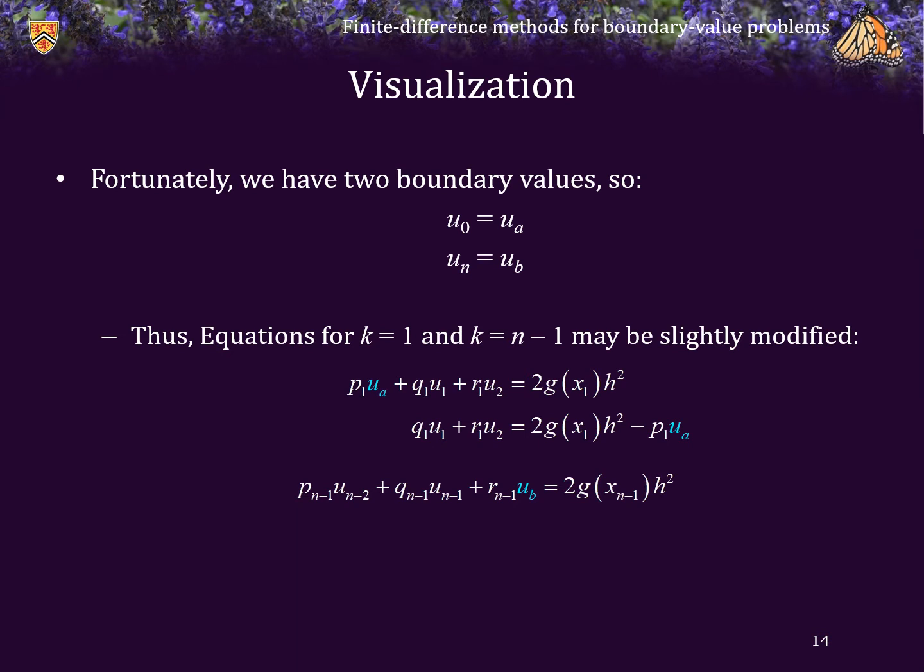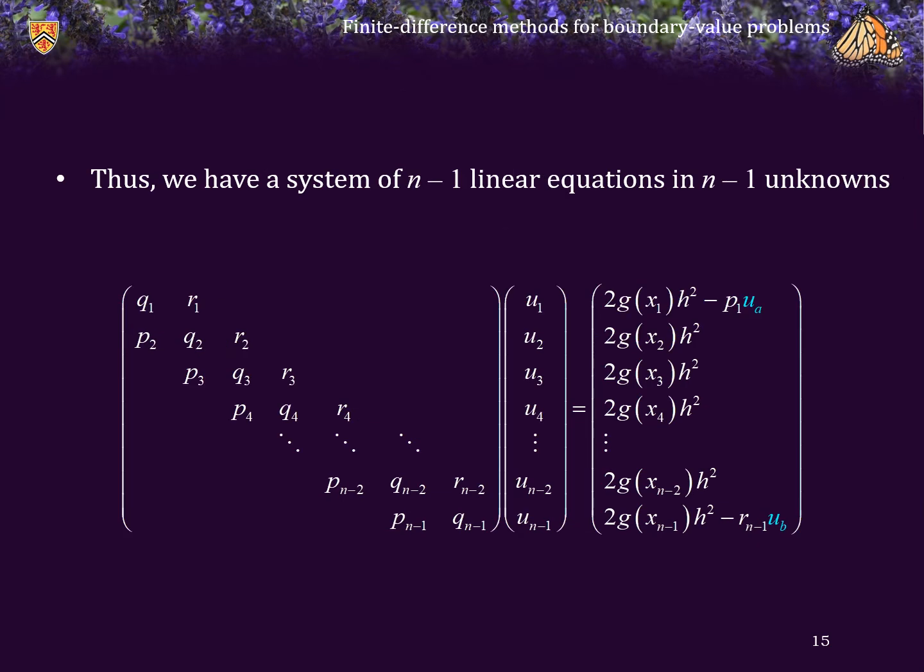Similarly, the last equation has u sub n being given as the value u sub b. That is also a known value, and therefore we can move that also to the right-hand side of the linear equation. Thus, the last equation is now a linear equation in only two unknowns, u sub n minus 2 and u sub n minus 1. Thus, we have the following system of n minus 1 linear equations in n minus 1 unknowns.